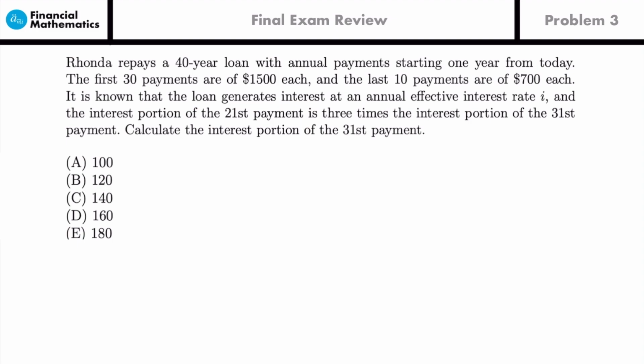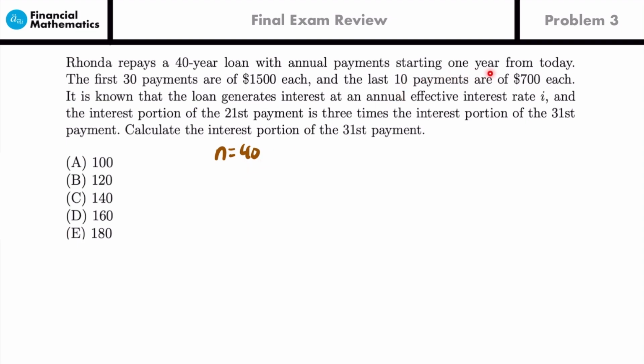In this problem, we are working with loan repayment, or amortization. Not a bond this time. Last time we were working with a bond, but not this time. This is just a regular loan. Let's write down everything we know about this loan. We know it's a 40-year loan, so n is equal to 40.